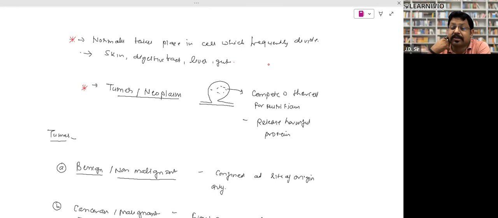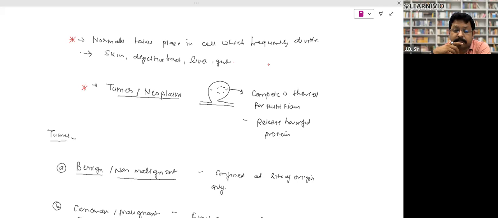Cells of the intestine keep on dividing every 24 hours, right? So the favorite target cells for cancer are frequently dividing cells. Skin, digestive tract, liver, and gut are the places from where cancer originates. Then when the cells keep forming continuously, they make a lump or mass of cells. That mass of cells is called a tumor or neoplasm. Neoplasm means newly developed part.